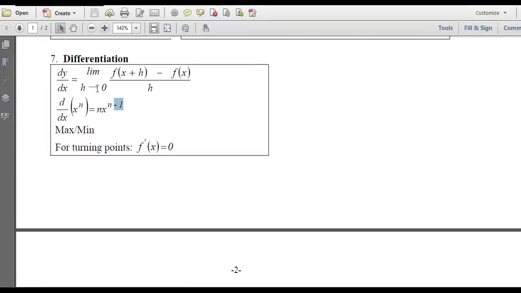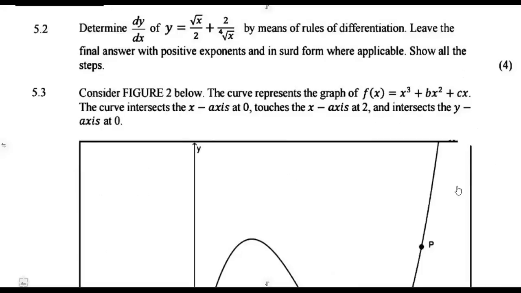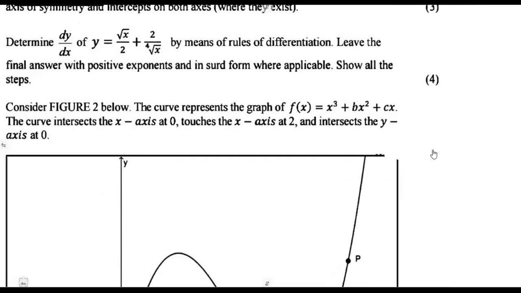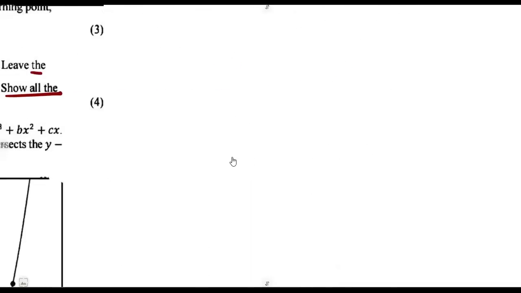We drop the exponent, we subtract 1. That is the part that we understand. So we must have that format of x raised to a certain exponent, all right? So let's just try to rewrite. And also your final answers, they're saying leave the final answer with what? Positive exponents, and in surd form where applicable. Show all the steps. All right, so let's just take our part as it was our question.